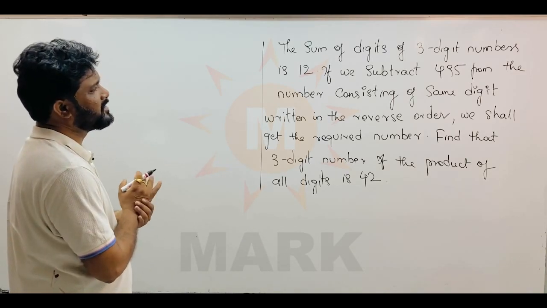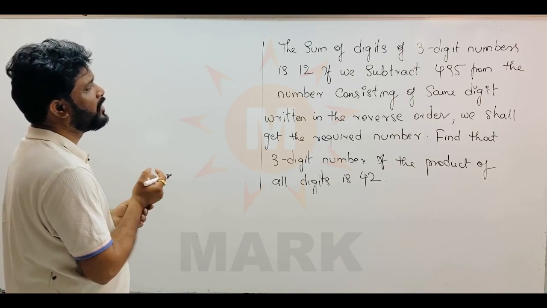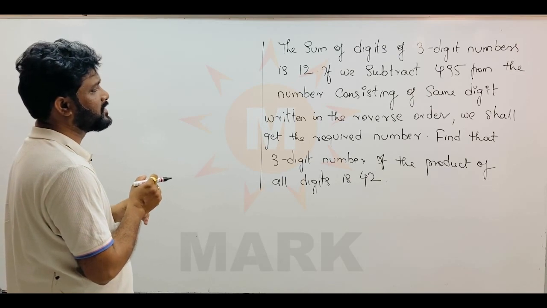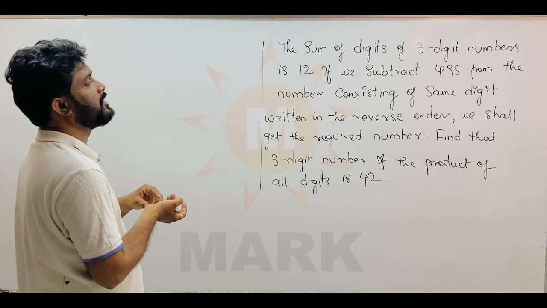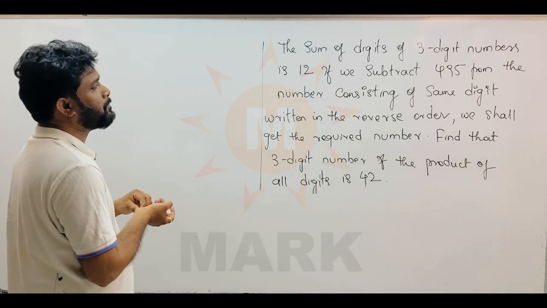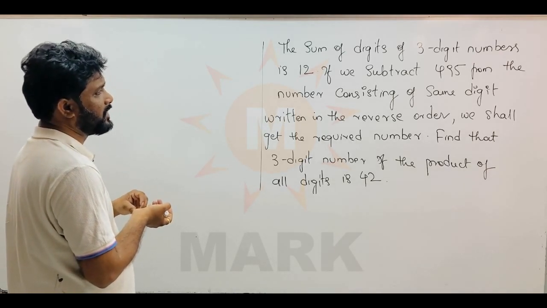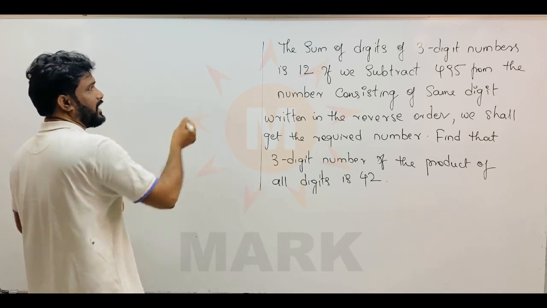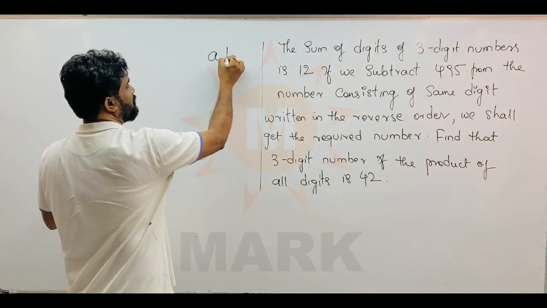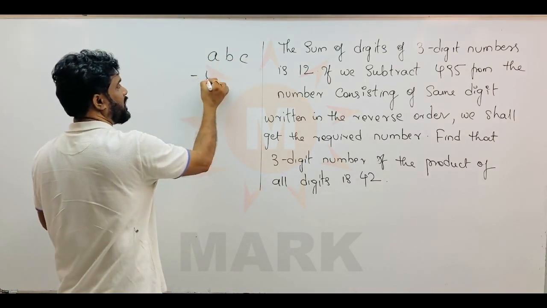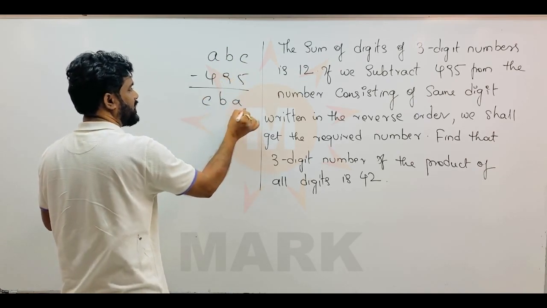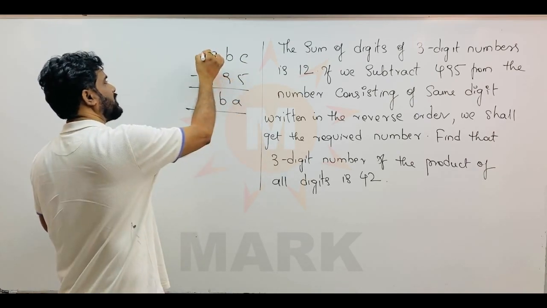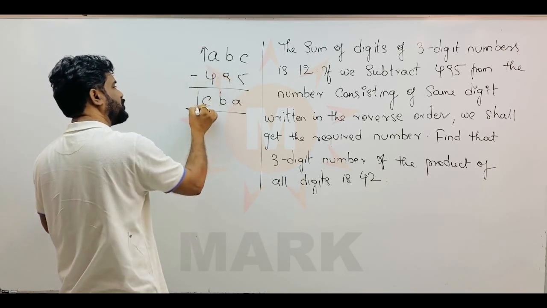The sum of digits is a 3-digit number, and if you subtract 495 from that number, consisting of the same digits written in the reverse order, we shall get the required number. My dear friends, if you subtract any number from a number, you definitely will get a lesser number, right? Suppose you take the original number as ABC, you subtract 495, you get CBA. What is it saying? We get a number which is reversed, right?